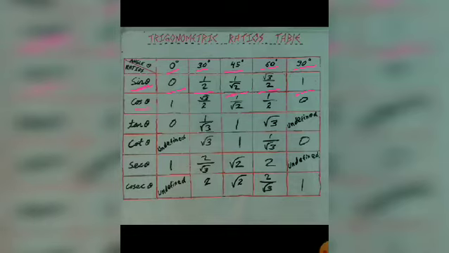Also cos of angle 0 degree is 1, cos of angle 30 degree is root 3 by 2, cos of angle 45 degree is 1 by root 2, cos of angle 60 degree is half, cos of angle 90 degree is 0. In the same way, values for tan theta, cot theta, sec theta and cosec theta are of same type.